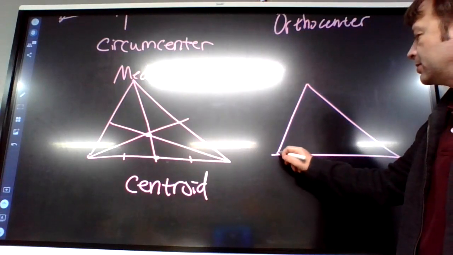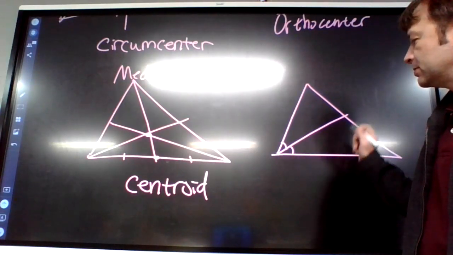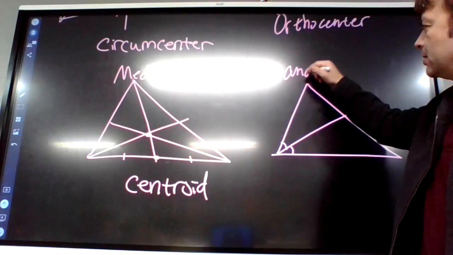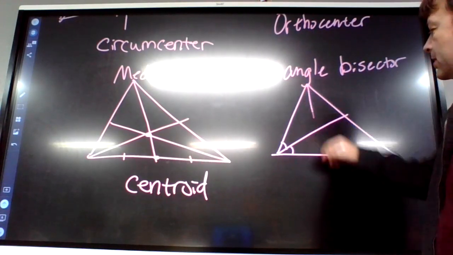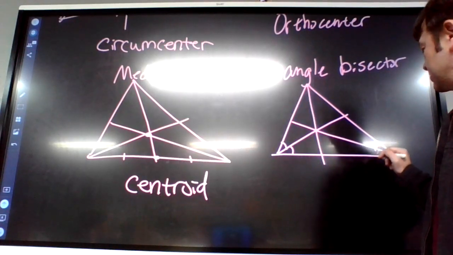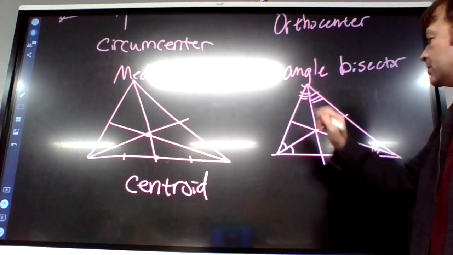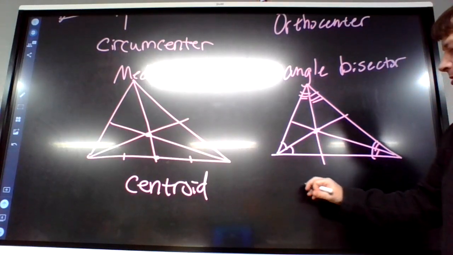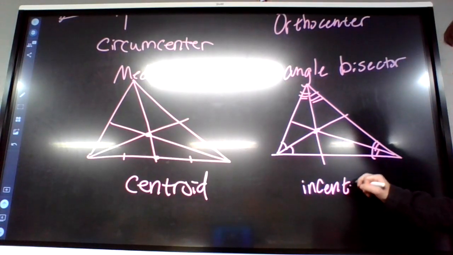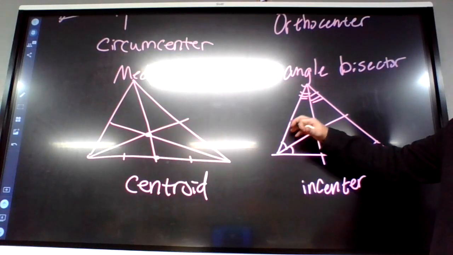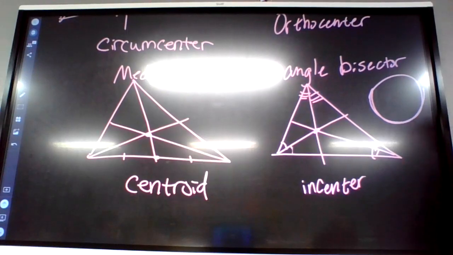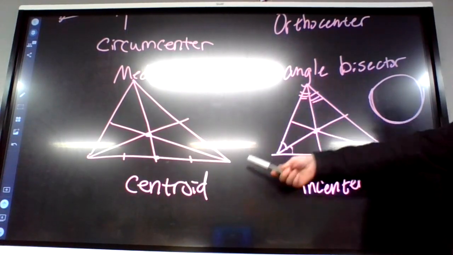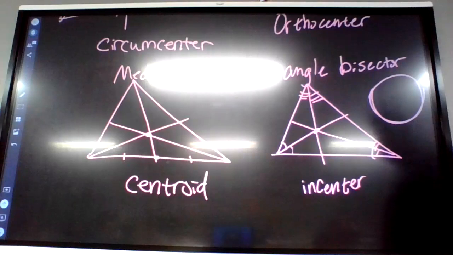And then this one, what's this called? Angle bisector. And they meet. So those are the same, and these are the same. They meet at the incenter because it's the center of an inscribed circle. How many variations of the word center? Yeah, three. They all have center as part of their name, don't they? Centroid, you know, center's kind of in there.